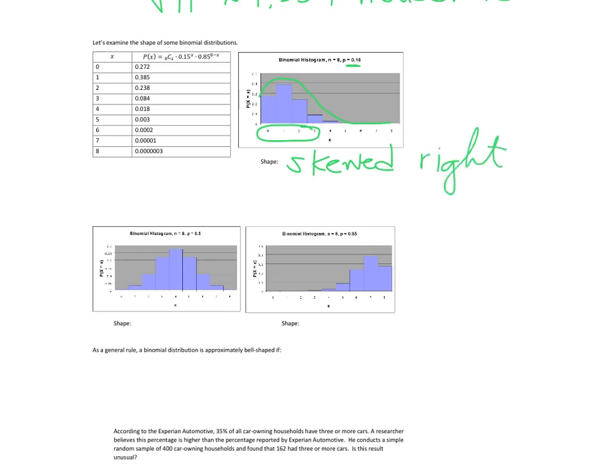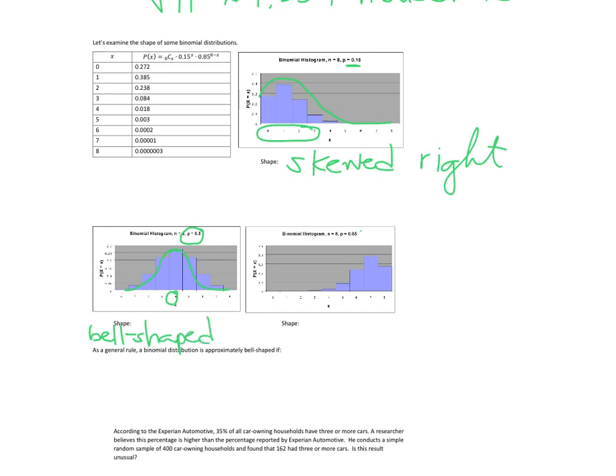All right, and then if our probability of success is half, out of 8 trials, we would expect a lot of those values to be 4. That's the expected value, is 4. And then as we go away from 4, we get smaller and smaller. So this is our bell-shaped symmetric for that p equals 0.5.